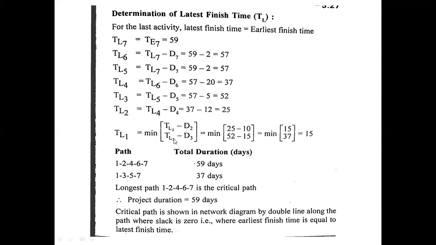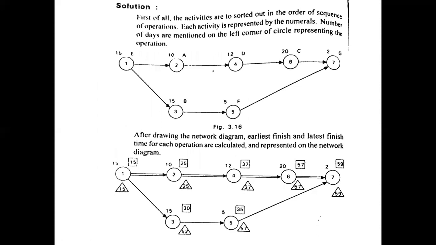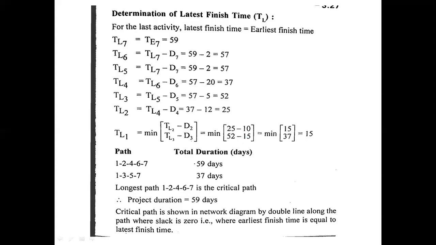See here, at last, we are going to get two values from the second as well as third activity. Okay, 25 minus 10 and 52 minus 15. 15 and 37. So from this, we are going to get 15 and 37. So we have to consider the minimum value in order to take the latest finish time.